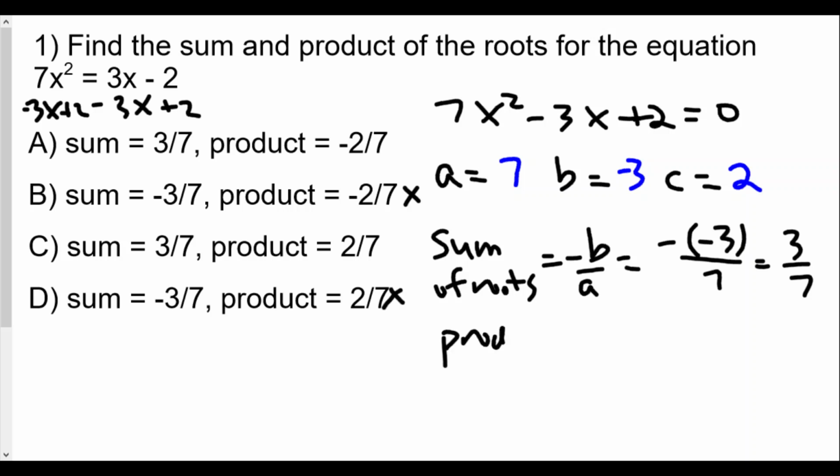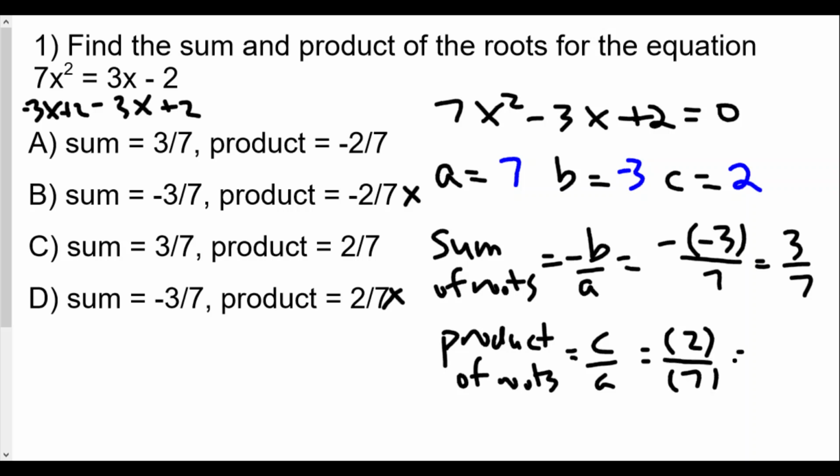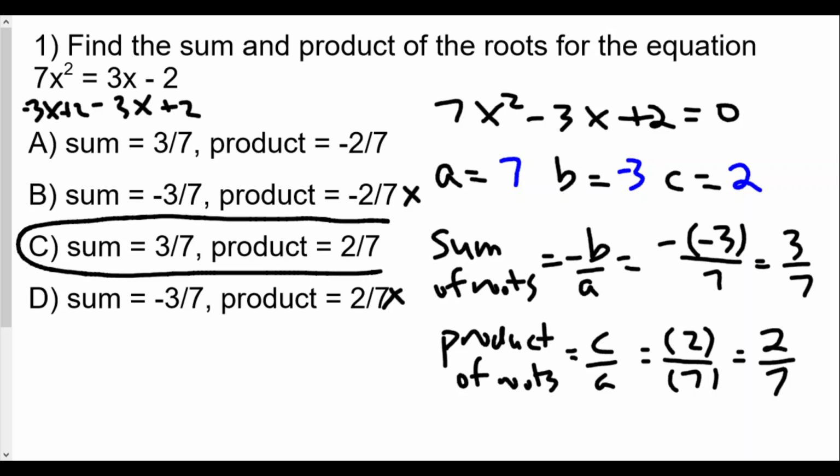Now the product of the roots is C over A. So the product of the roots in this case is C over A, where C is 2 and A is 7. So we get 2 over 7. Now, the sum of 3/7 and the product of 2 over 7 is, in this case, going to be choice C. And that's our answer for number 1. Okay?